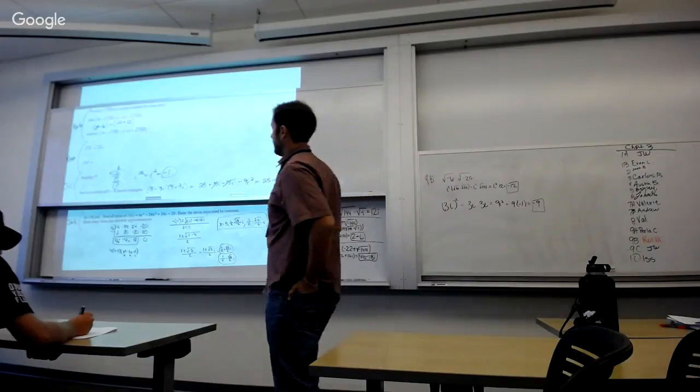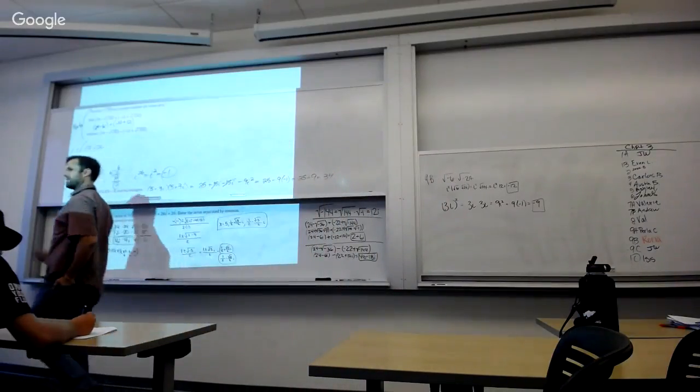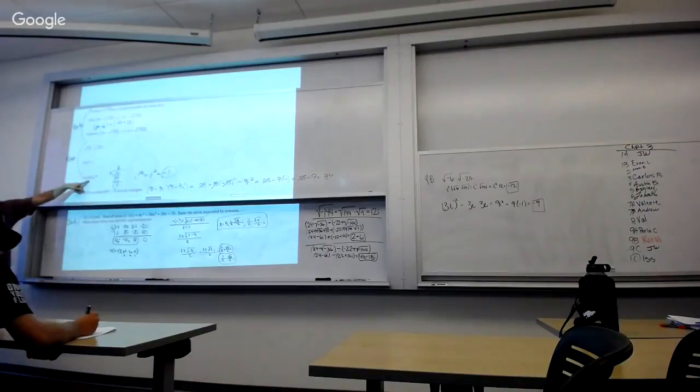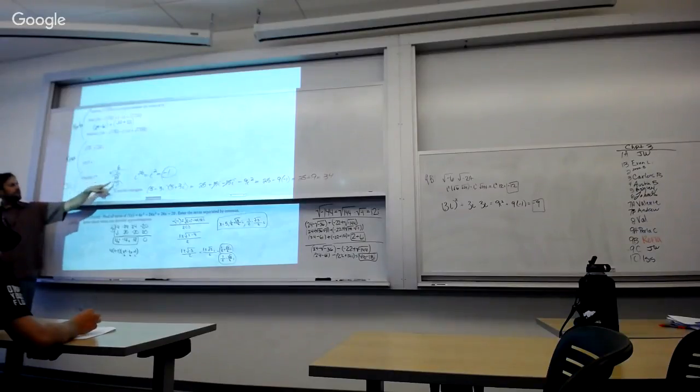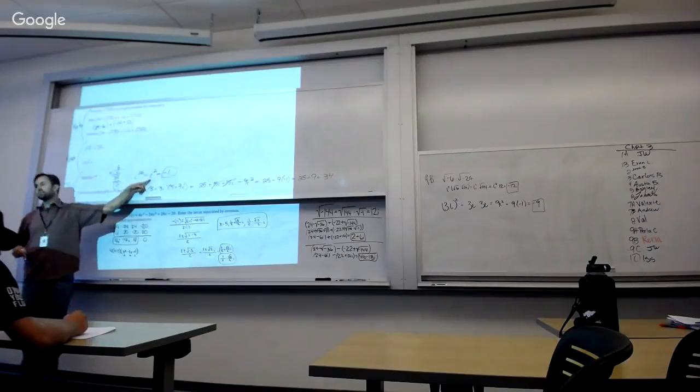Thank you, Raina. JW, where's JW? Right here. He did i to the 26th. So remember your method for simplifying i to some large power is to take that power, divide it by 4, and replace it with the remainder. So i to the 26th is actually equal to i squared. And i squared you all have memorized is equal to negative 1.